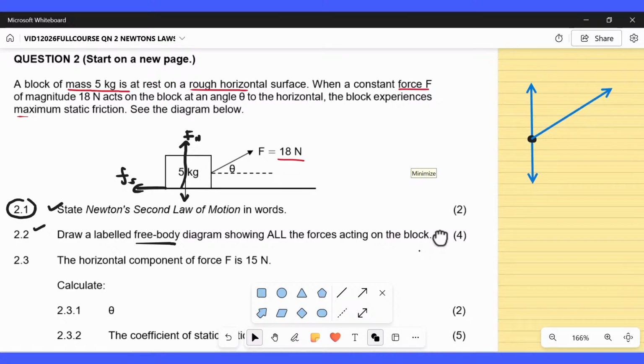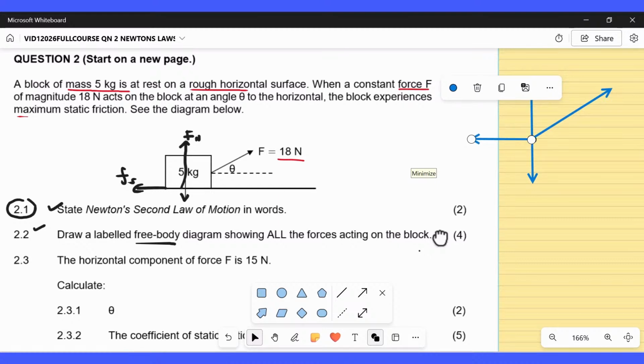Static frictional force. Now this force must be opposing the motion, and because it's on a horizontal surface, the arrow for the friction must be pointing like this. Hope it makes sense to you. The arrow on top is the normal force. They said labeled, so this is F normal.